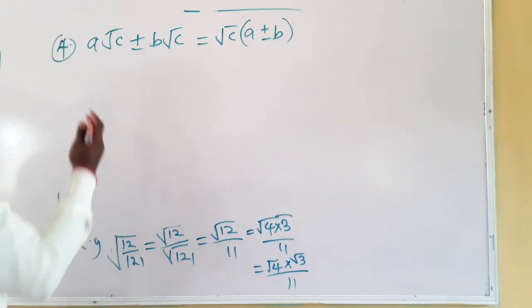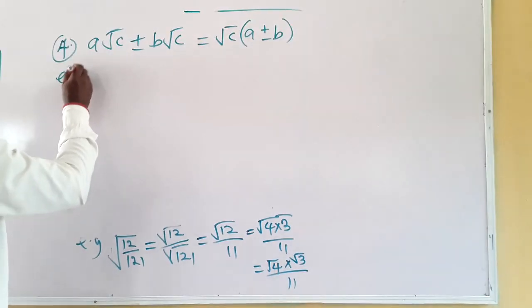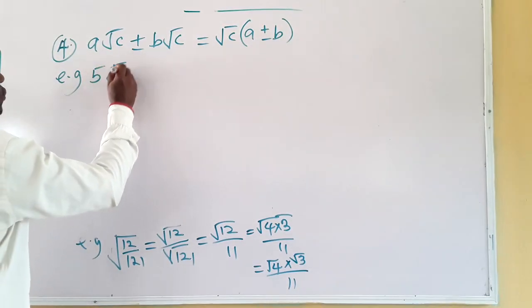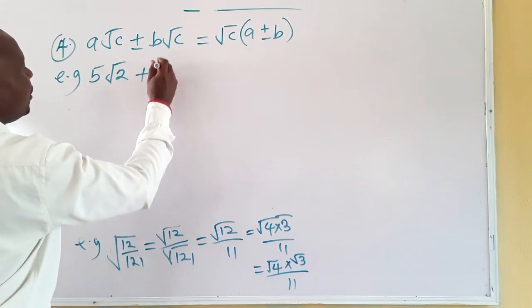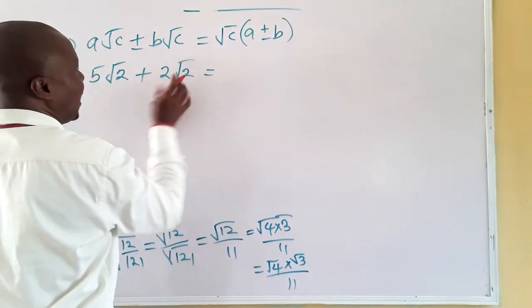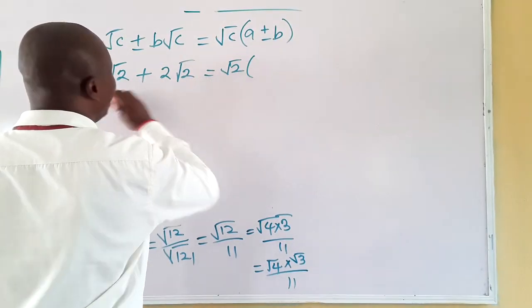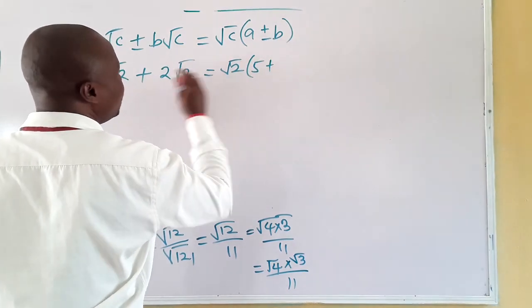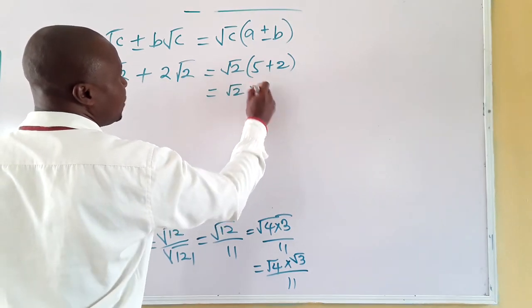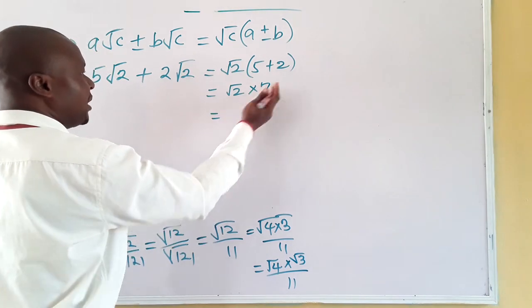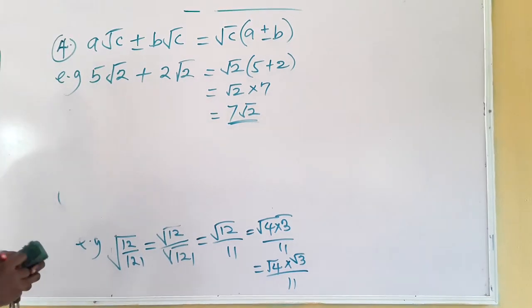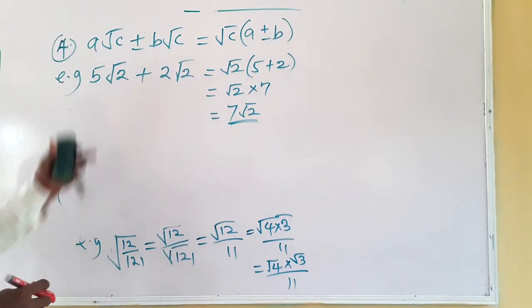Okay? Now, an example will be, for instance, let's take the positive case, you have 5 root 2 plus, say, 2 root 2. This can be written as you take out the root sign, that is root 2 into 5 plus 2. Alright, so that would be root 2 times 5 plus 2 is 7. Or you can write that interchangeably as 7 root 2. Okay, so that is the fourth law and an example to buttress it.